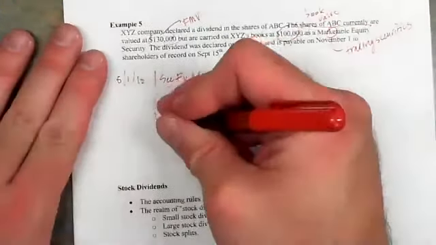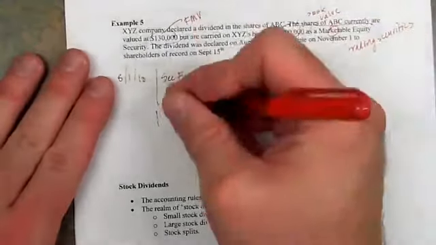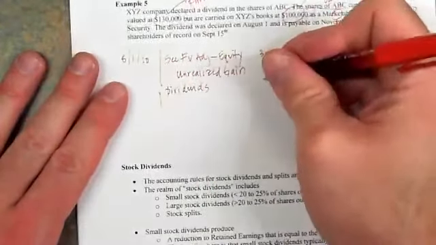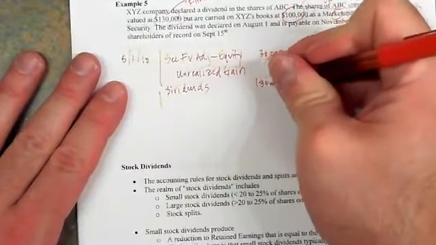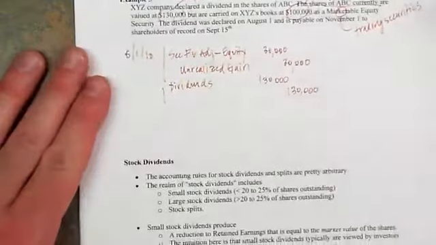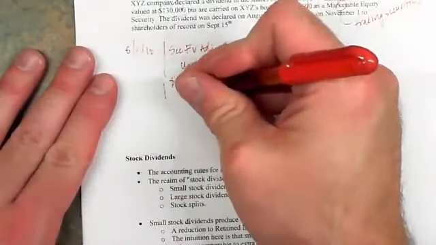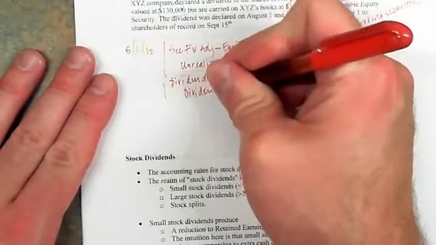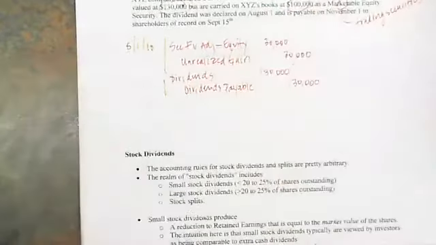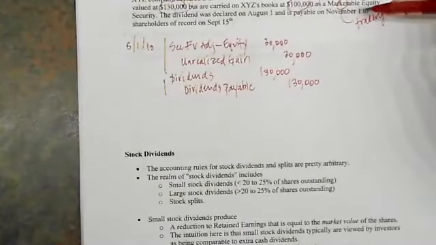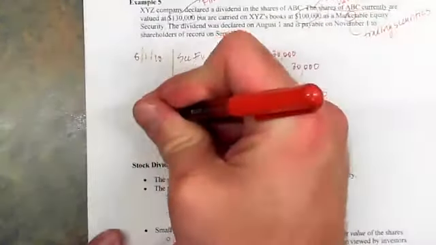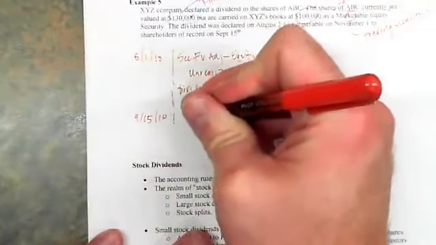We also need to record the amount of the dividend, which in this case is the full value, not just the marked to market portion. Because September 15th is the day of record, there's no journal entry necessary.